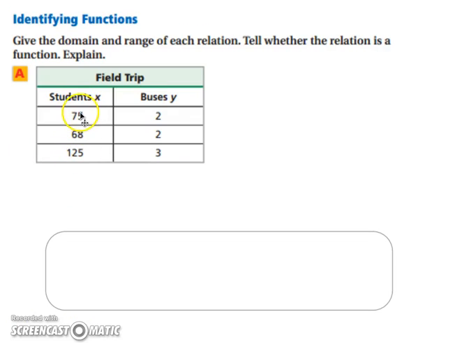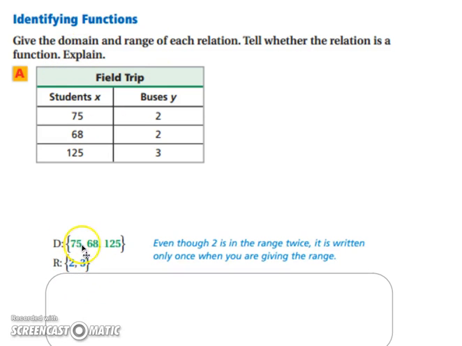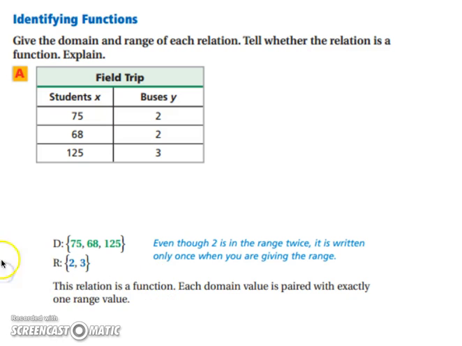So you have your x values, your domain values, and then you have your y values. Let's separate our domain and our range. We have our 3 domain values and our 2 range values. It is a function because each of your domain values only matches with one y value. 75 students doesn't give you 2 different numbers or amounts for buses. 75 students is 2 buses.